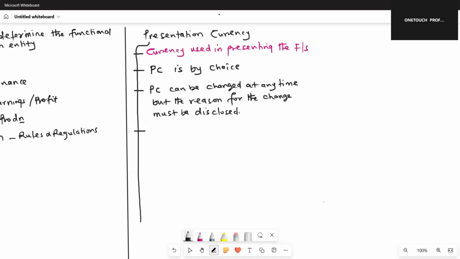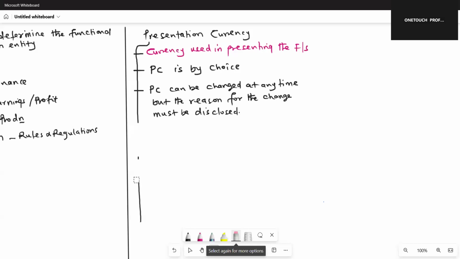Now, where the functional currency and the presentation currency are not the same, then the financial statement must be translated from the functional currency to the presentation currency. In that case, any exchange gain or loss is shown under other comprehensive income. It's not a real gain. When you make a gain or loss on translation of financial statements, does it affect the pocket? No. So that one is shown under other comprehensive income.